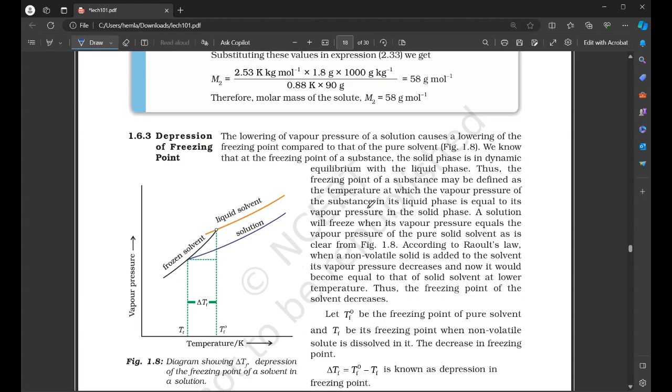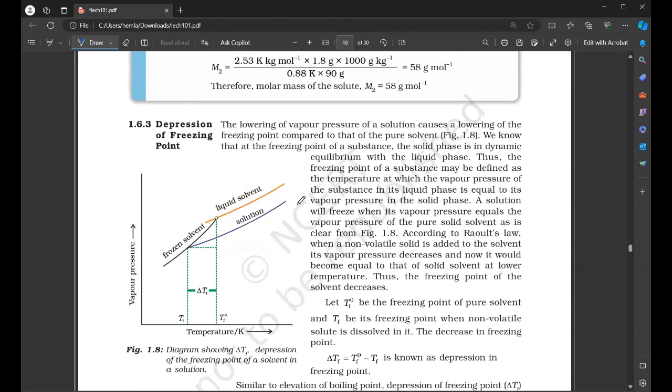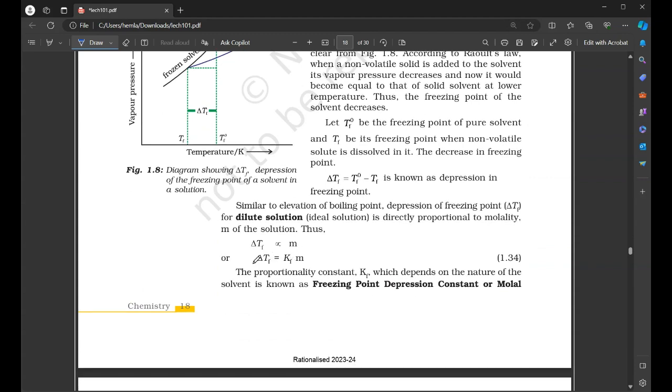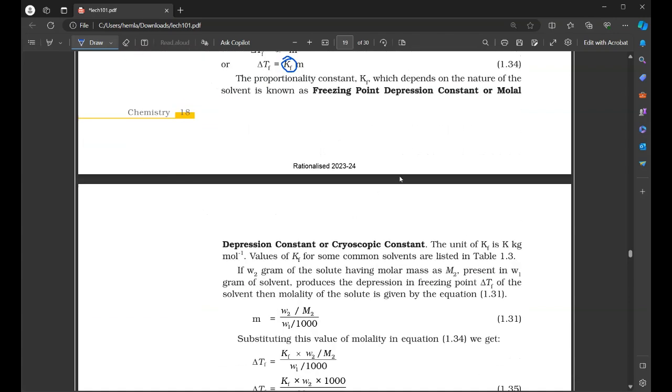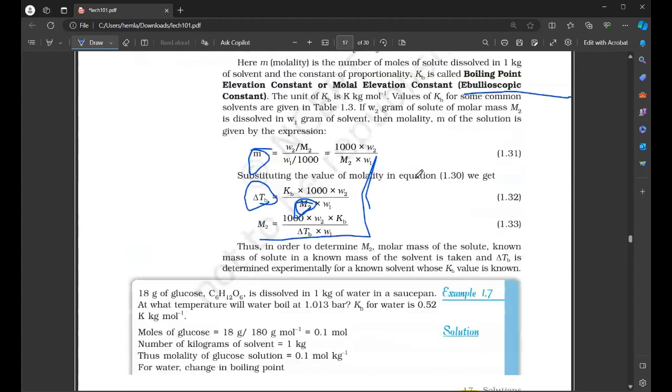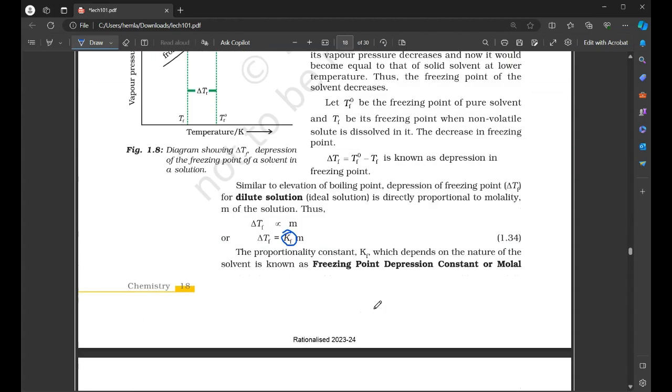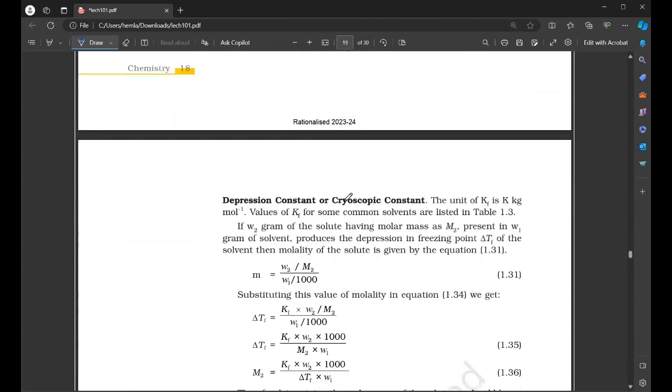Here are the examples. Depression of freezing point. This is not the same thing, of course, but it is about the freezing point. Here delta Tf, which is the freezing point depression, is directly proportional to the molality, with a new constant Kf, which is the freezing point depression constant or molal depression constant. That was the molal concentration. This was the molal elevation; this is the molal depression. You can relate it to this one. The unit of Kf is kg per mole.